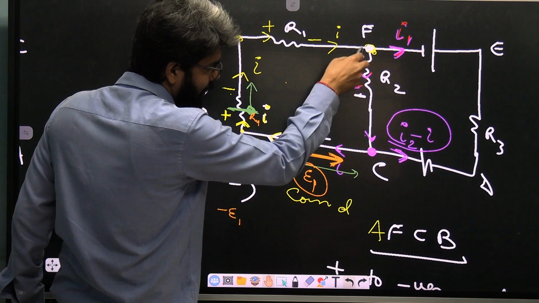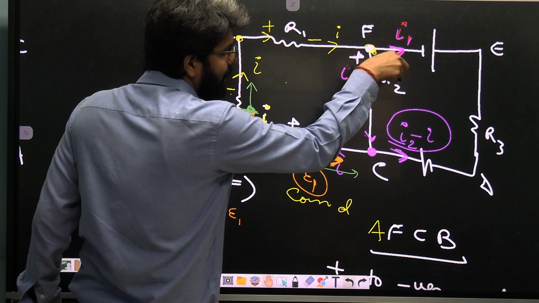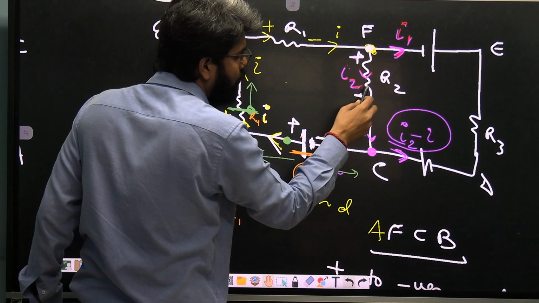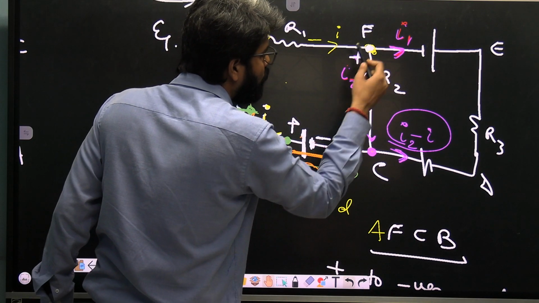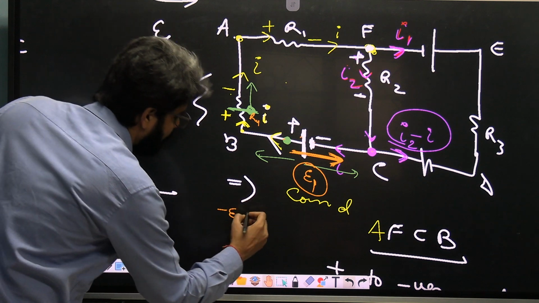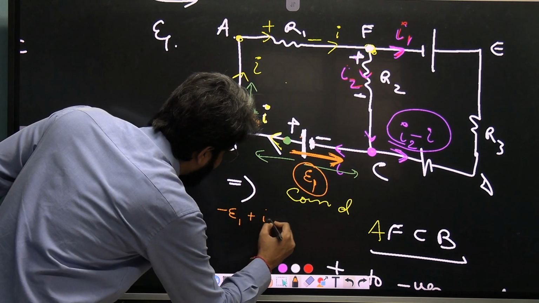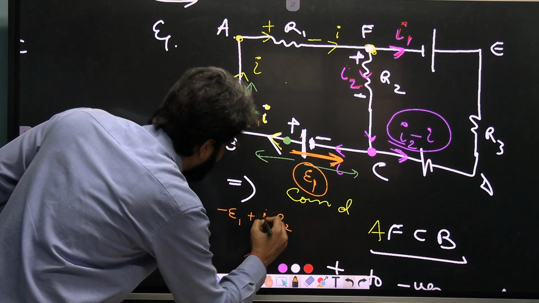The current in this branch is I2 and the resistance is R2. So minus to plus, so it's plus. And what is this voltage? Current into resistance, I2 into R2. So I'll write plus I2 R2, that is good.